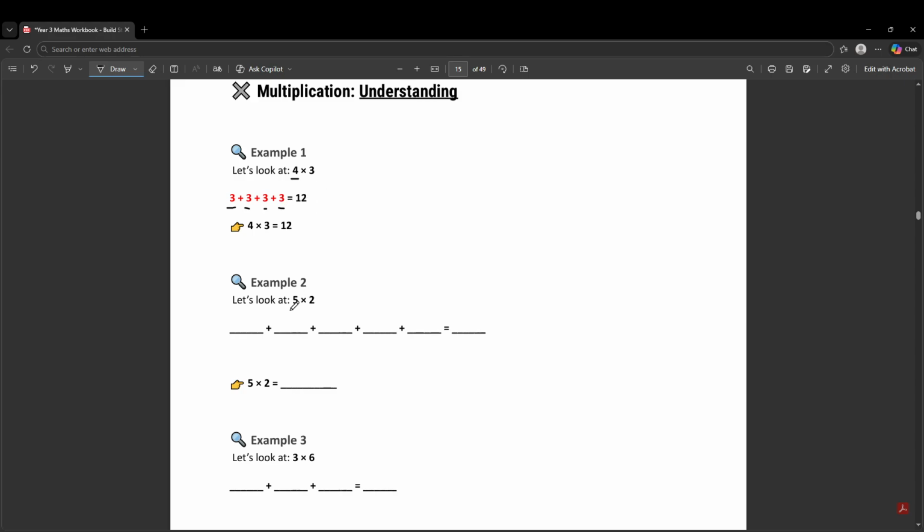So now let's have a look at 5 multiplied by 2. So from what we know about the groups, we're going to have 5 groups, 3, 4, 5, and they're each going to contain 2. So we don't need to draw this time, but we know we can break it up as 2 plus 2 plus 2 plus 2 plus 2. 5 2's, and we add these all together, we get 4, 6, 8, and 10. So we know that 5 multiplied by 2 is equal to 10.